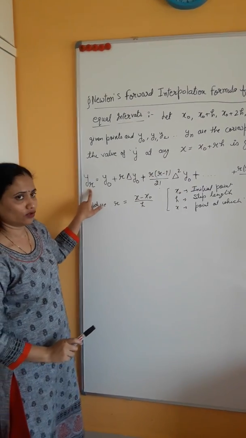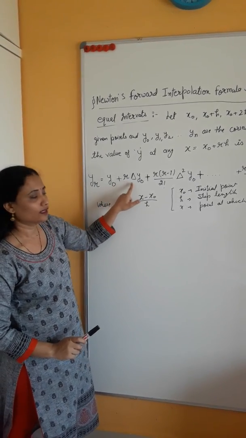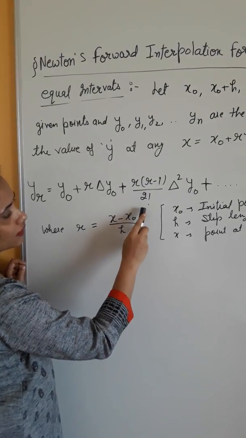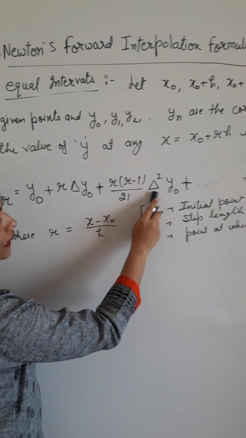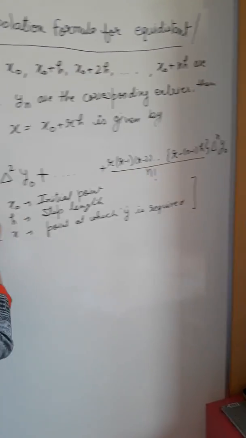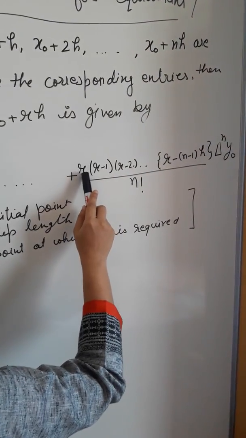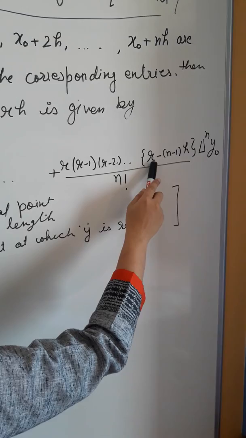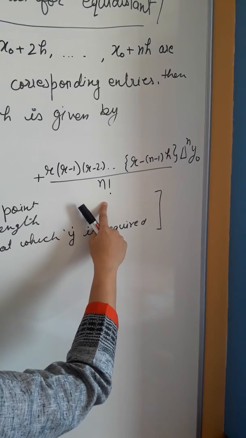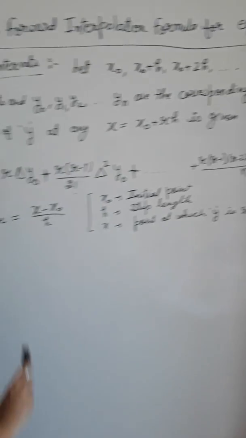Now this y_r just represents that at this interval, at this point we are finding. So this y_r, or you can write y also, is equal to y0 plus r delta y0 plus r(r minus 1) divided by factorial 2 delta square y0, up to the general nth term. If we keep on doing this, up to the nth difference, it will go up to r(r minus 1)(r minus 2) up to (r minus (n minus 1)) divided by factorial n, and the nth difference. So this is the formula.